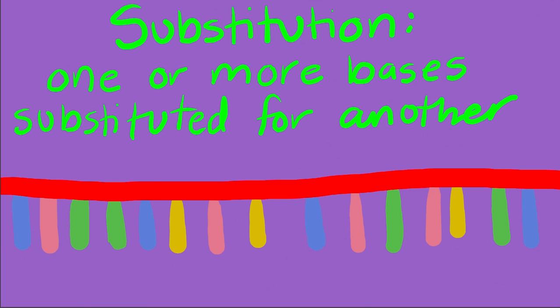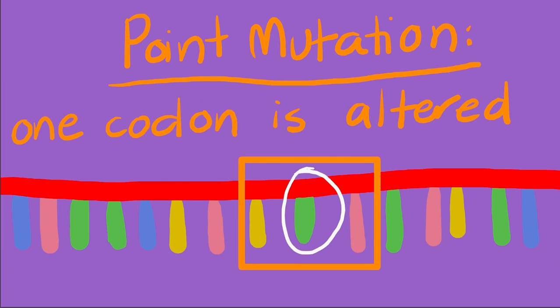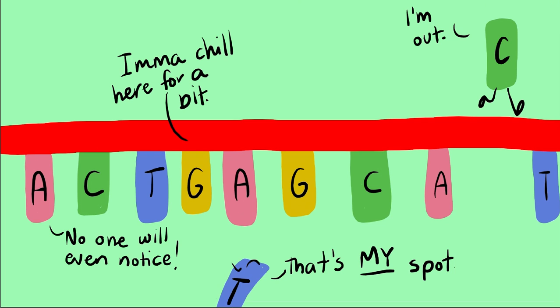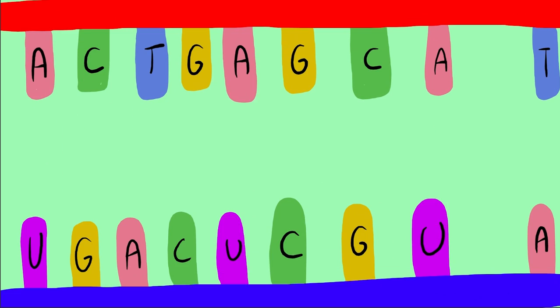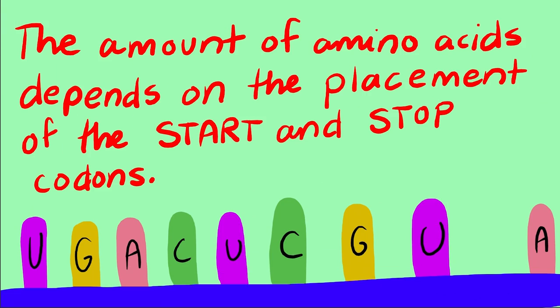The final mutation, a substitution, is when one base is replaced for another. This is an example of a point mutation, in which only one base pair, and ultimately one codon, is changed. These mutations not only affect which amino acids are created, but also how many. If a base or bases are altered, then the start and stop codons may be different.